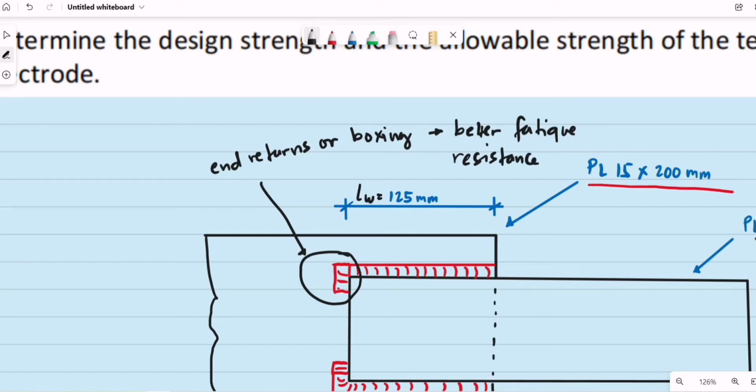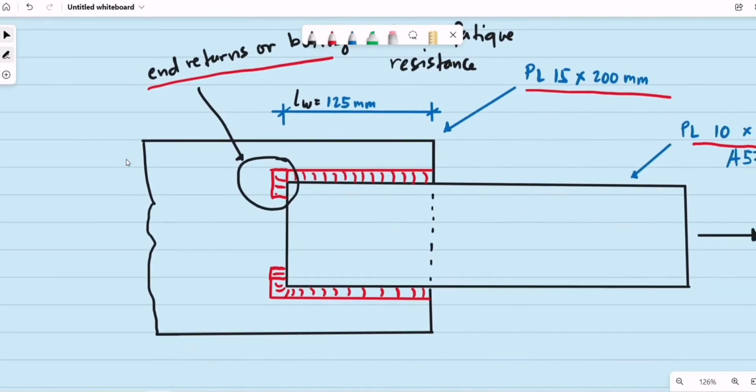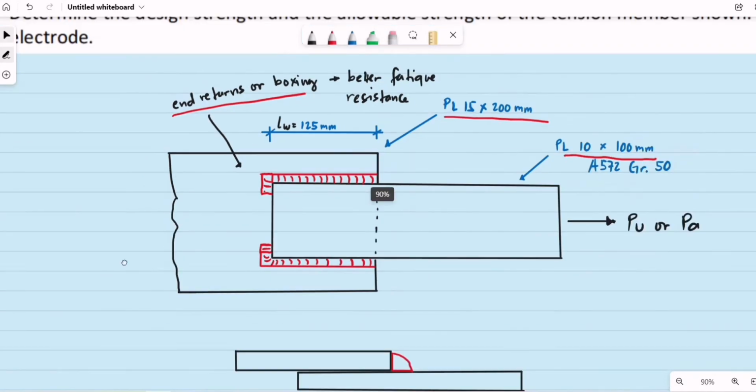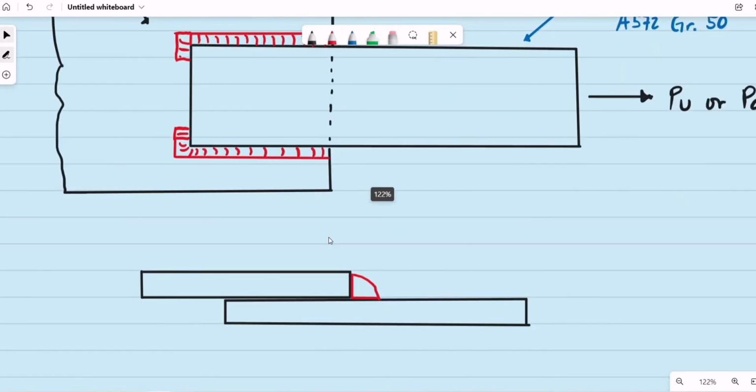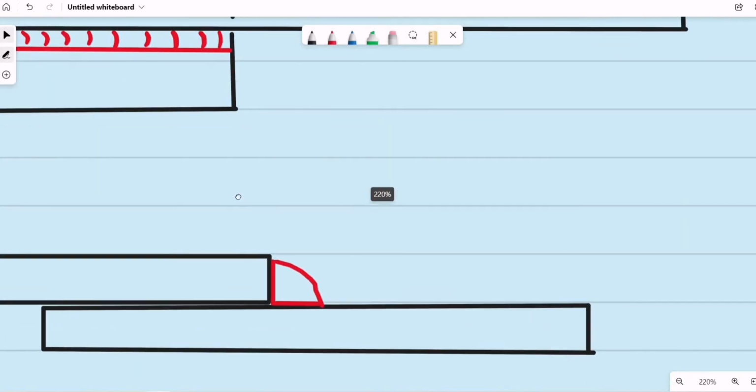Okay, so that is the purpose of the end returns or boxing. It provides a better fatigue resistance for the connection. Okay, so let's have, okay, the fillet welds.